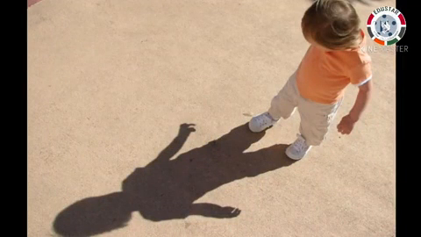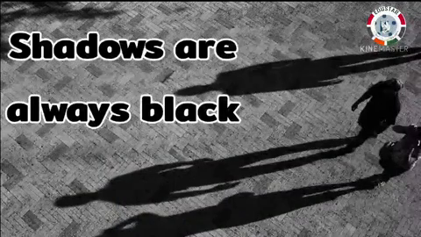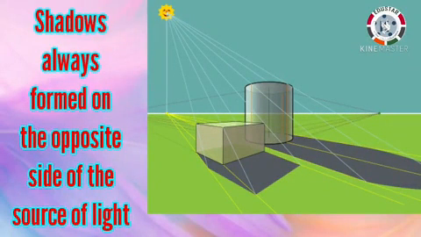When we go out in the sun, we can see our shadow on the ground. This is because we block the light of the sun from falling on the ground. Outdoor shadows are longer in the morning and evening. They are shorter at noon. And the color of a shadow is always black. And remember one more thing. Shadows are always formed on the opposite side of the source of light.